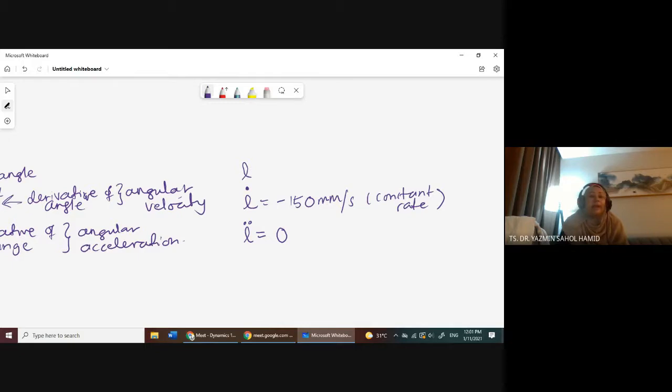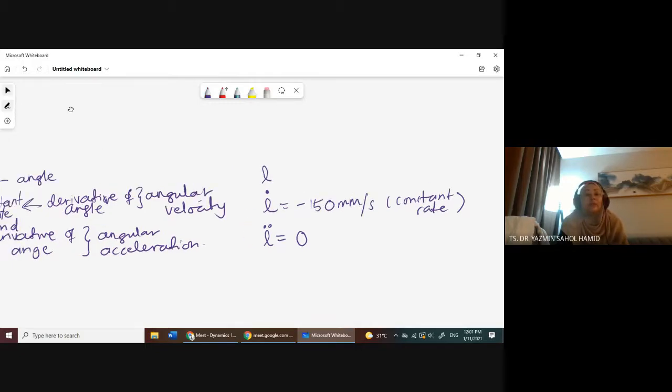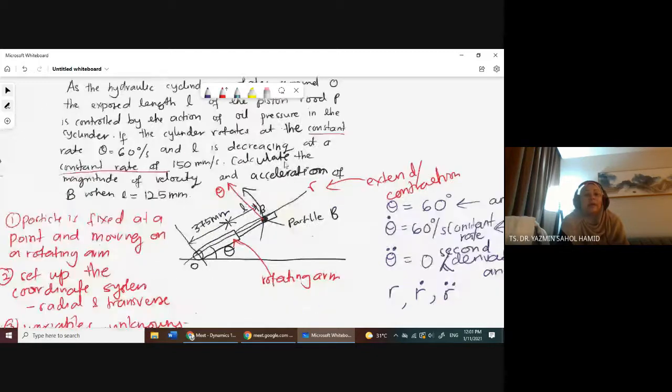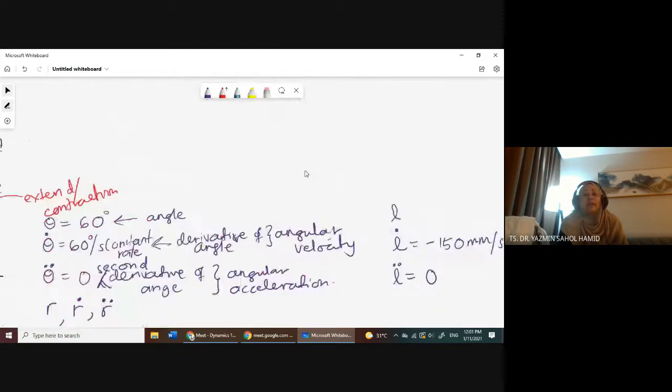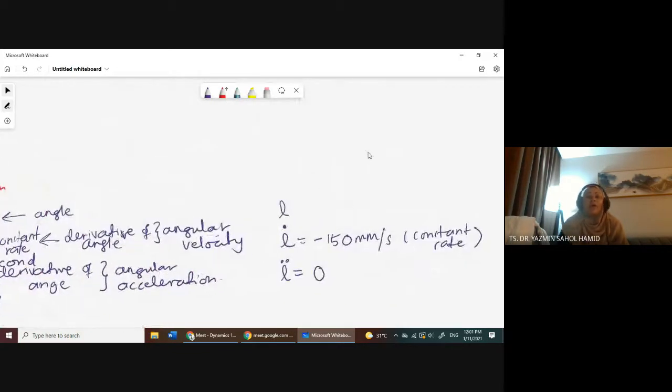Now, for L, if you read the question, it says calculate the magnitude of velocity and acceleration of B when L is 125. So it wants to know when L is 125. So our L is 125. At L equals 125, what is V, the magnitude of the velocity, and what is A? These are the things that we need to find.